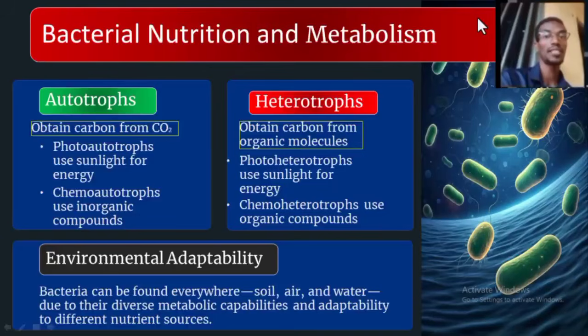And you can combine the chemotrophs, their source of energy from oxidation of chemical compounds, and their source of carbon from an inorganic carbon source, which is carbon dioxide. They are known as chemoautotrophs, okay, chemoautotrophs. So we have two types of autotrophs here, photoautotrophs and chemoautotrophs.